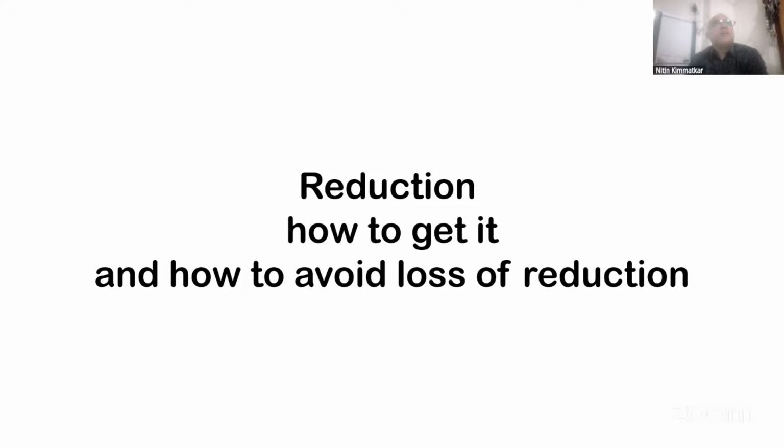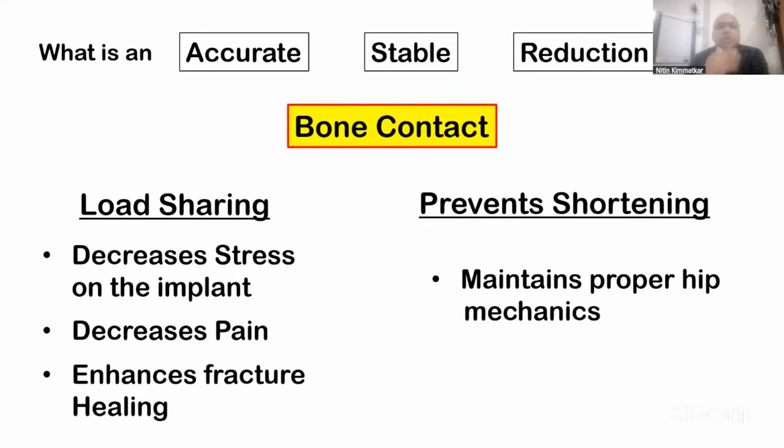We just aim at putting a nail in that intertrochanteric fracture and get rid of that fracture. What is an accurate stable reduction? Most important in this accurate and stable reduction is bone contact. If you get good bone contact on the anteromedial cortex, it is load sharing. It decreases the stress on the implant, it decreases the pain, it enhances the fracture healing.